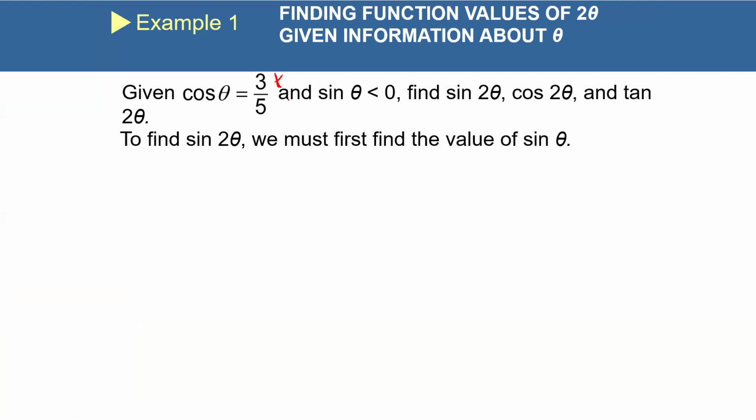So it's x over r. Therefore, our y has to be what? 4, right? It's a 3, 4, 5 triangle. It's going to always be. If r is 5 and x is 3, then y has to be 4. And it's going to be a -4.